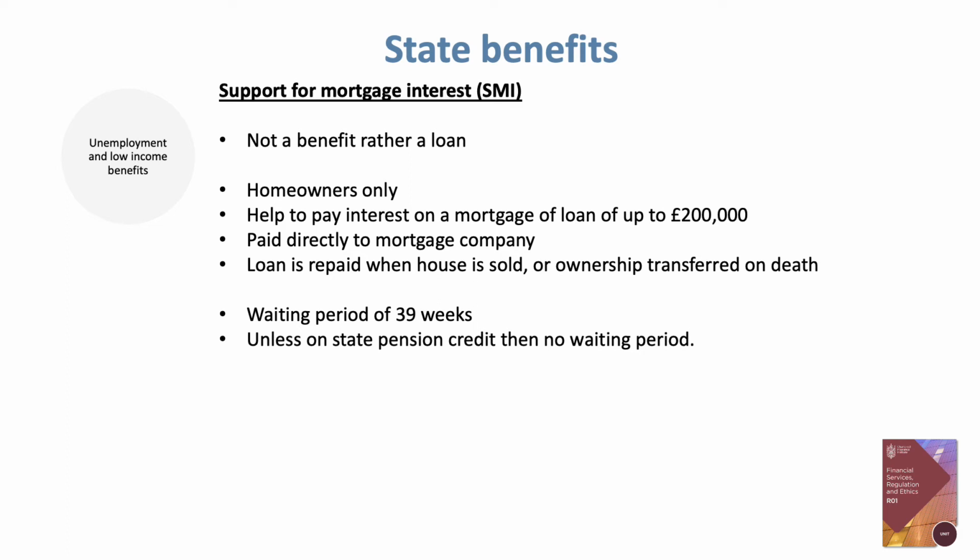So you qualify normally, ordinarily, if you've got a mortgage and loan up to £200,000, you're a homeowner, you've been off work for 39 weeks or more. Essentially, you can apply for a loan to pay the interest on your loan to the house, to your mortgage company, and that loan will build up and you'll essentially pay that back in the future, normally when the house is sold or you transfer the ownership of the property.